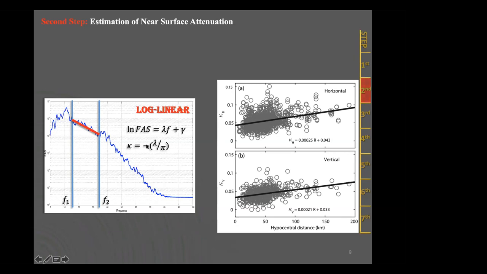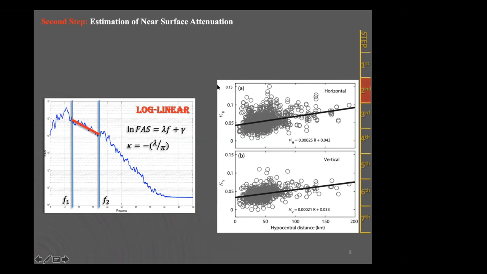Oh, so this is the equation for estimation of kappa. We fit, so this is ln of FAS. As I told you, this is in log linear form. So this is logarithmic. This is why we have the ln FAS to the left. But F is not logarithmic. F is linear here. You see?